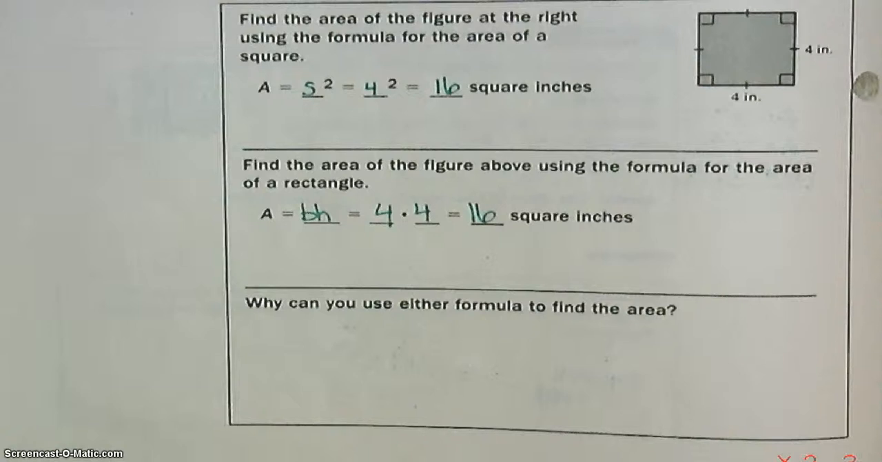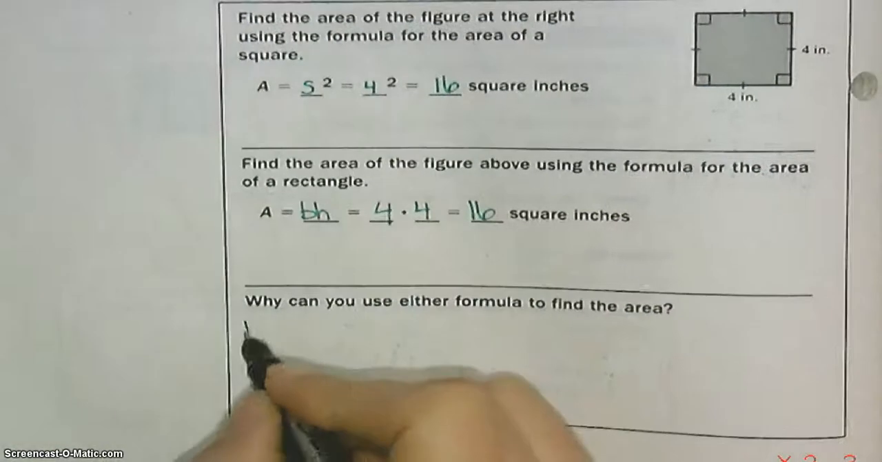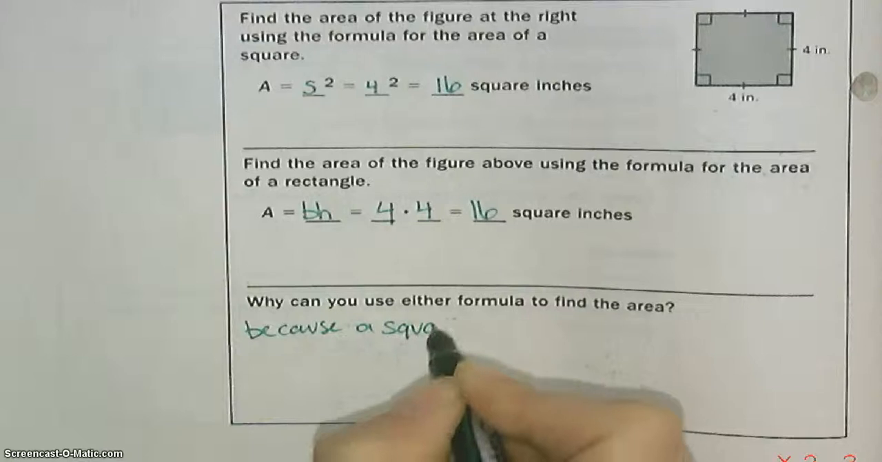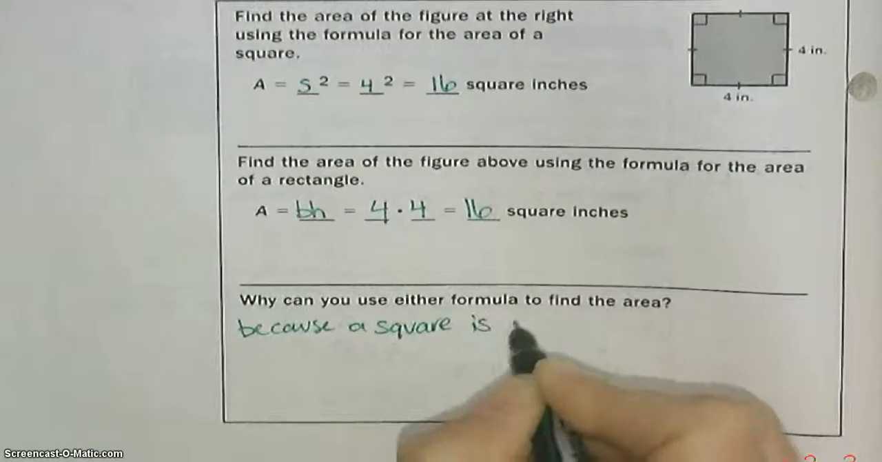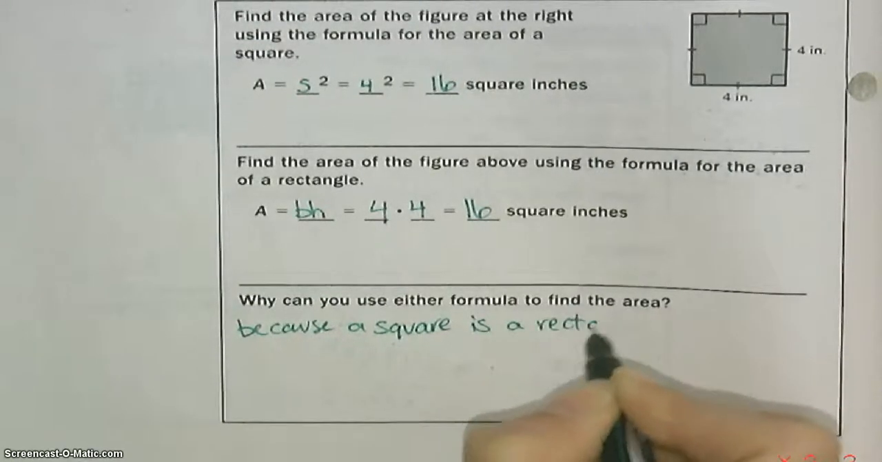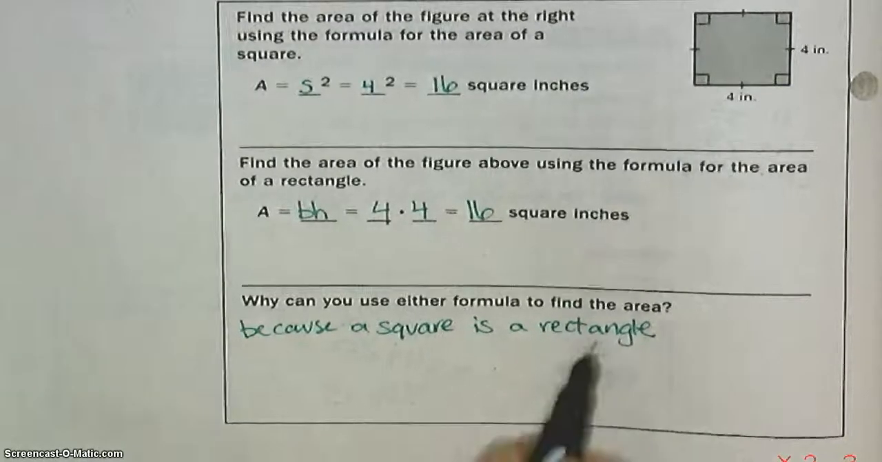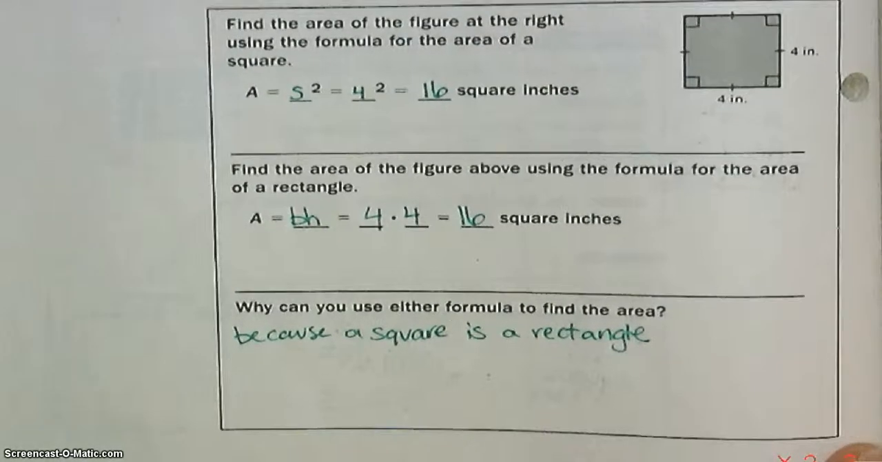Why can you use either formula to find the area? Because a square is a rectangle. We talked about that last chapter. So that's why we can use the square formula or the rectangle formula.